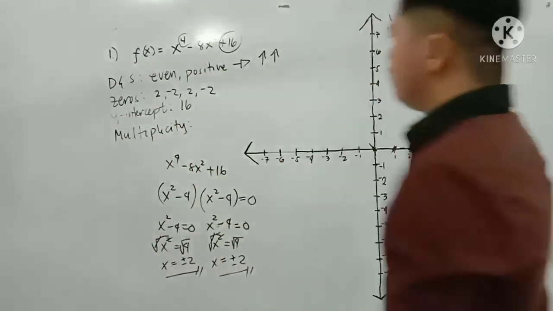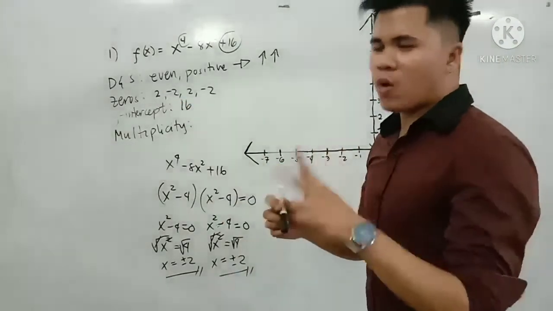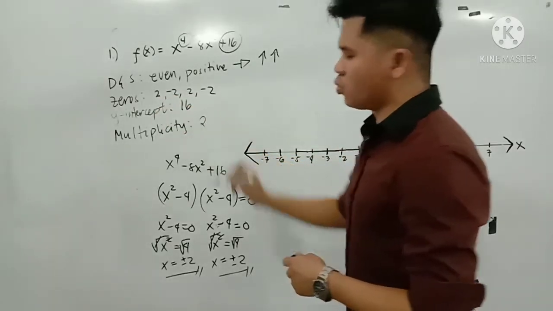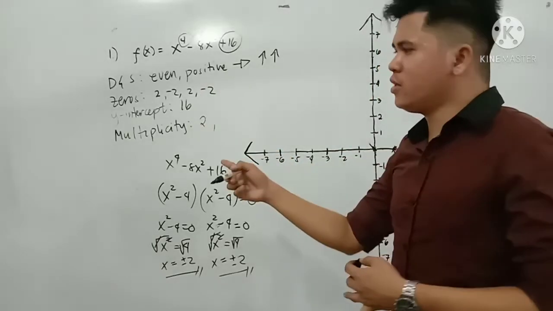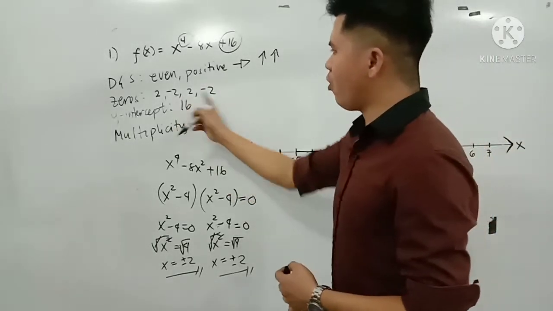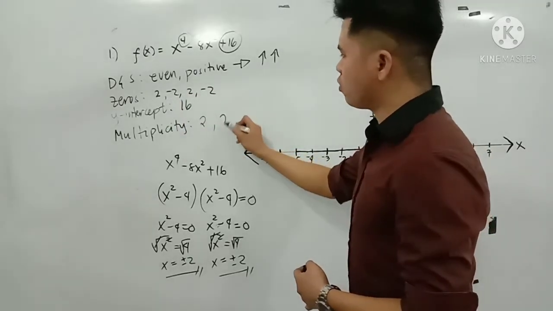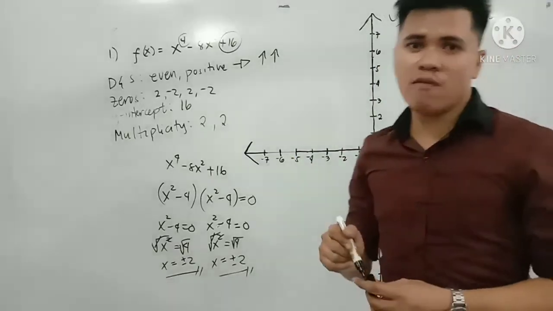Then observe, how many times does the positive 2 appear? Twice. So, therefore, the multiplicity of positive 2 is 2. Then, negative 2, how many times does it appear? Also twice. So, therefore, negative 2 has a multiplicity of 2. So, our multiplicities are both even.